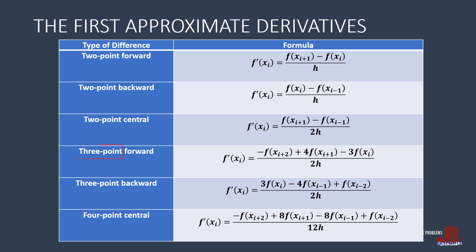First, the name of the method states the number of terms or points involved. 3-point forward means there are 3 points starting from xi. Forward means the other 2 points are after xi. Thus, there are xi plus 1 and xi plus 2. Another pattern is in the operators used, and terms are separated by alternating signs. Observe a plus minus plus for 3-point backward, then a negative, positive, negative, positive for 4-point central.